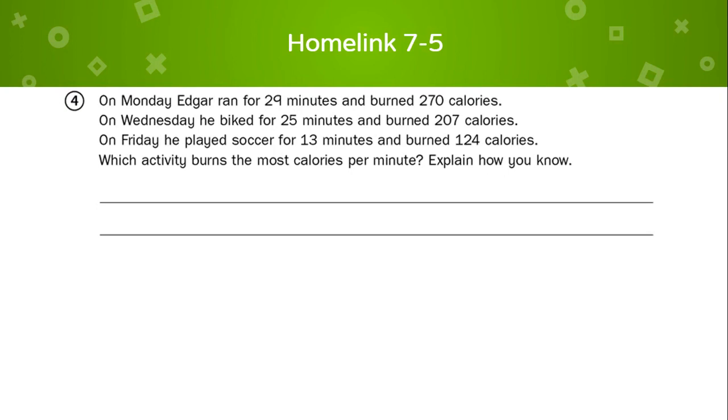On Monday, Edgar ran for 29 minutes and burned 270 calories. On Wednesday, he biked for 25 minutes and burned 207 calories. And on Friday, he played soccer for 13 minutes and burned 124 calories. Which activity burns the most calories per minute? So, guys, calories per minute is our clue here. It means we're going to do calories divided by minutes to find the unit rate for each activity.